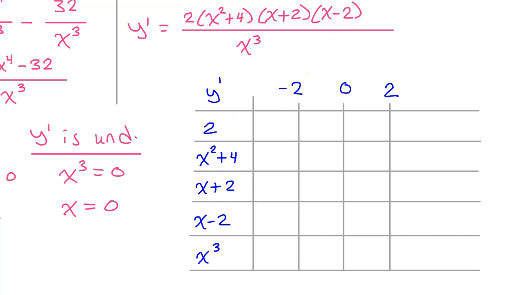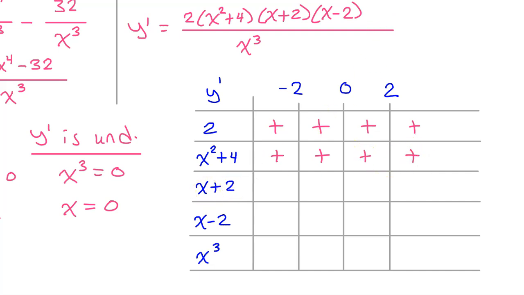2 is positive everywhere. It's just always positive 2. X squared plus 4 is always positive, as I discussed earlier. X squared cannot be less than 0, and then we're adding 4 to it. So this is always going to be at least 4. Positive 4.